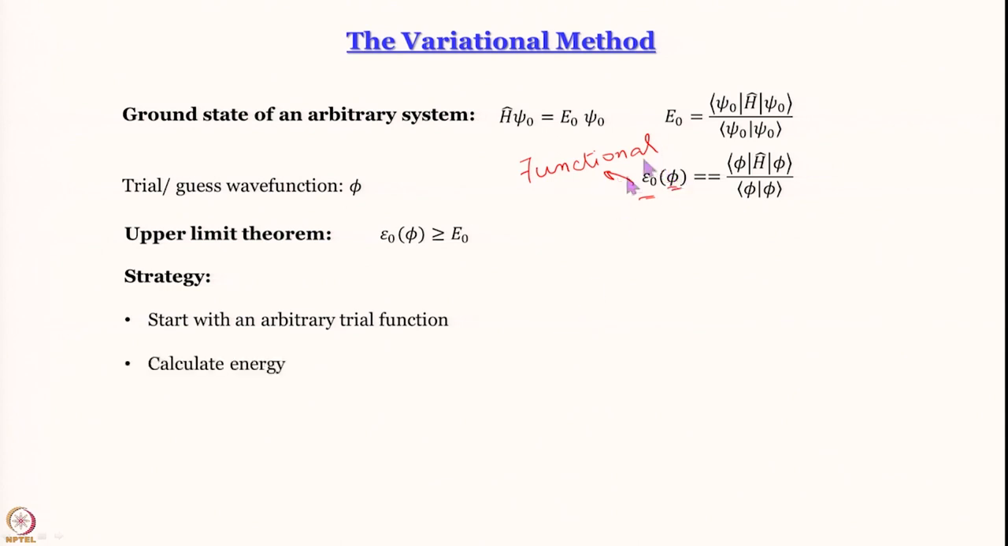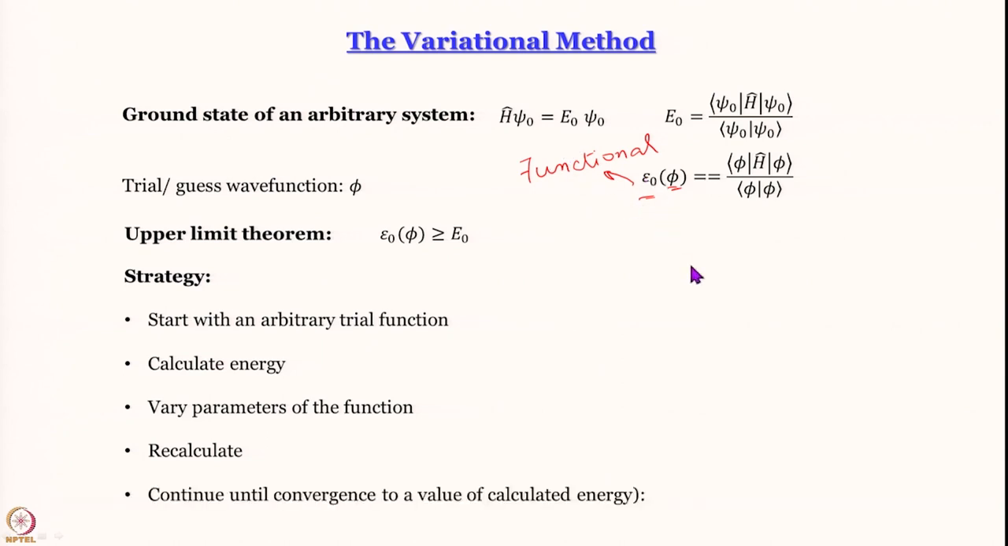Then calculate this energy. Well, when I say energy, I mean epsilon 0 phi. Then you vary the parameters of the function. Okay. If it is e to the power minus kr square, then keep on changing the value of k. What will happen? The value of energy obtained, or whatever this functional is, epsilon 0 energy-like functional, is going to change. Then calculate again. So keep on calculating and see whether the value of this epsilon 0 is decreasing. Then continue until the value converges to some particular value, and that would be the upper limit or upper bound to this actual energy E 0.